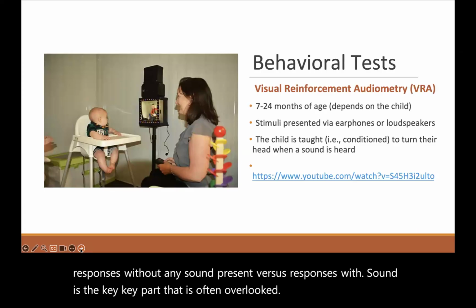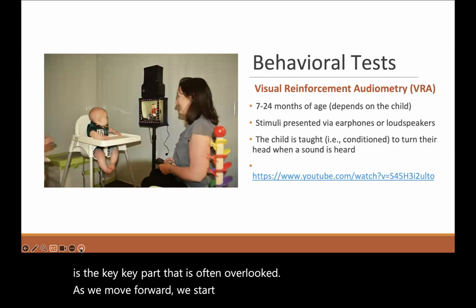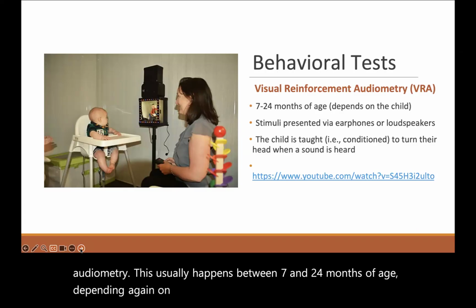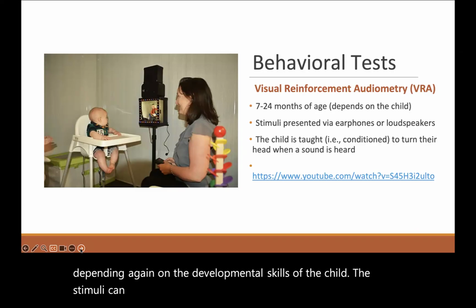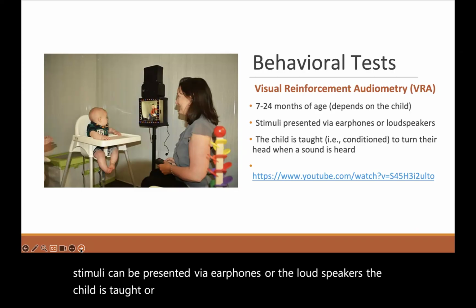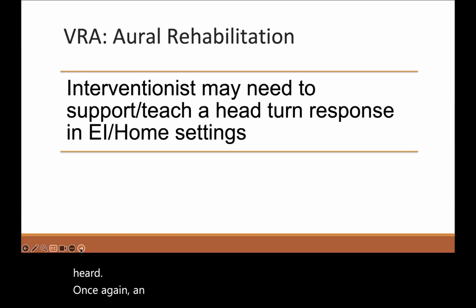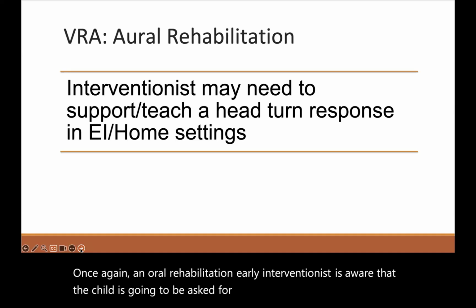As we move forward, we start getting into visual reinforcement audiometry. This usually happens between 7 and 24 months of age, depending again on the developmental skills of the child. The stimuli can be presented via earphones or the loudspeakers. The child is taught or conditioned to turn their head when a sound is heard. Once again, an oral rehabilitation early interventionist is aware that the child is going to be asked for a visual head turn response, VRA, visual reinforcement audiometry.